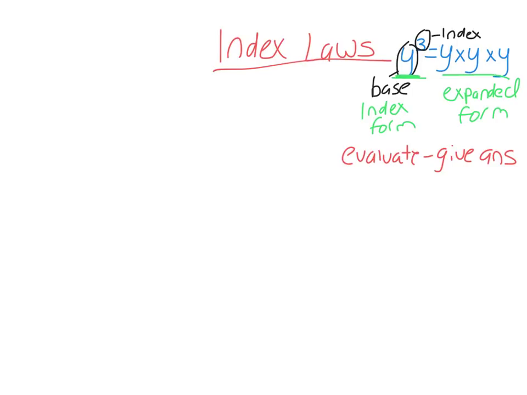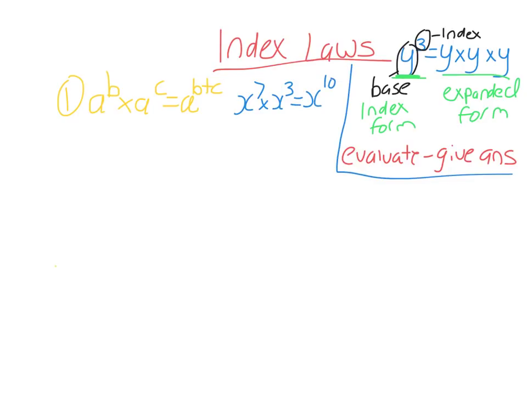So let's look at the first index law. If we multiply bases together, we keep the same base and add the powers together. An example of that, if you have x to the power of 7 times x to the power of 3, keep the same base and add the powers together. How easy is that?